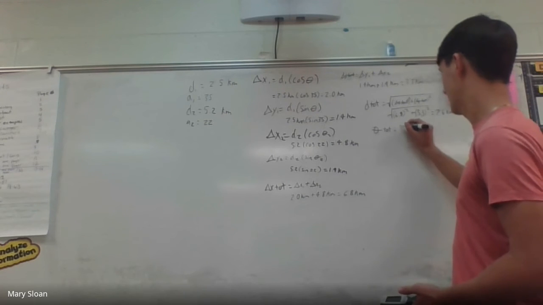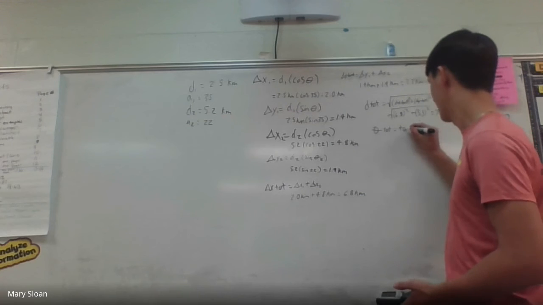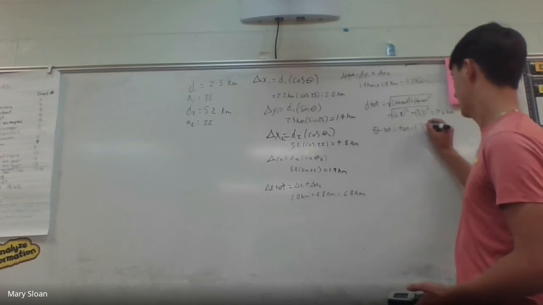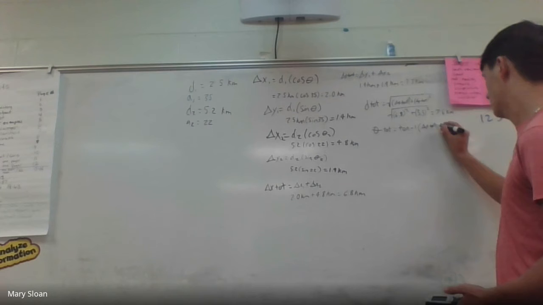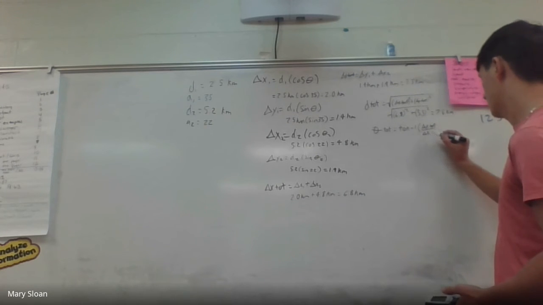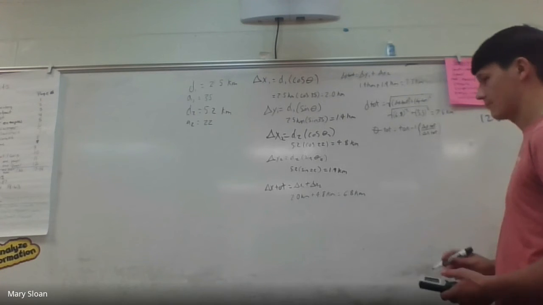tan negative 1, tan, T-A-N, negative 1, open bracket, the change in Y total over the change in X total. Okay, close bracket.